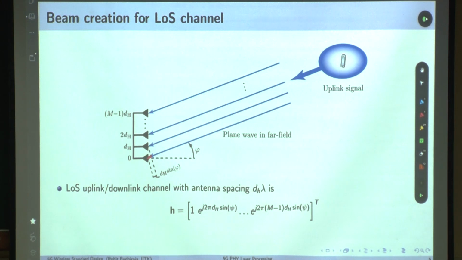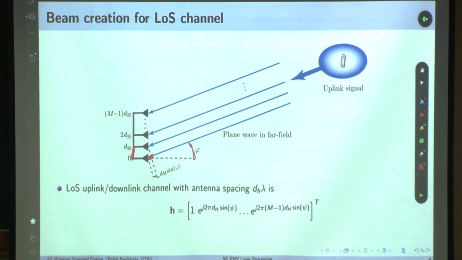Now this is the distance between two antennas, d_H. If this is d_H and this is the angle phi being made by the user, then using simple trigonometry, you can find out that this is basically d_H sin phi. This is the path difference between this and this. Similarly, there will be the same path difference between this and this, and between this and this.